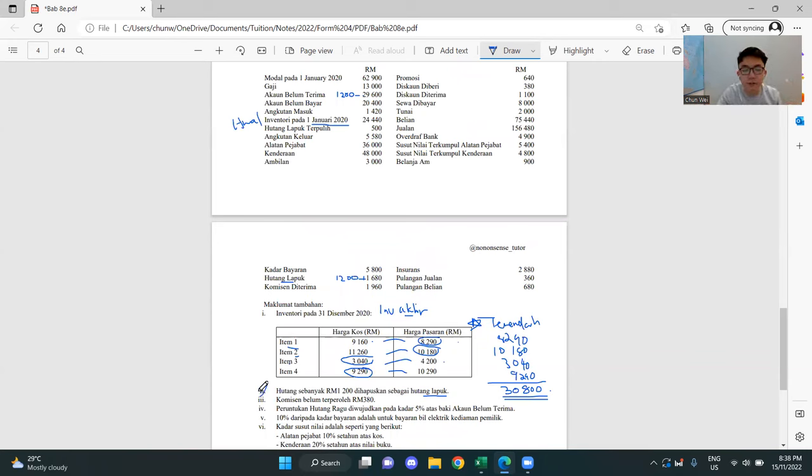And then number three, komisen belum terperoleh 380 ringgit. So you already know that komisen belum terperoleh is a liability.